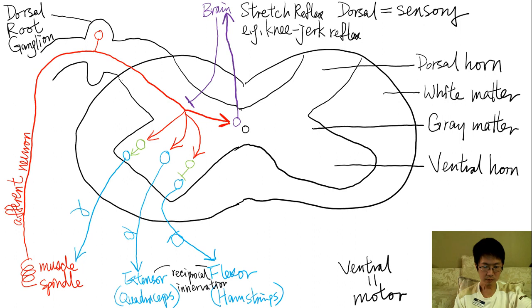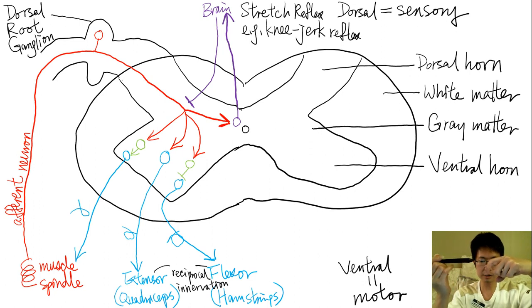Okay, let me explain the knee-jerk reflex. We all know that it is very simple. Let's say this is your knee, this is your leg, and this is your thigh. Can you see that? Then when you hit your patellar tendon, of course everyone knows that your knee will jerk.